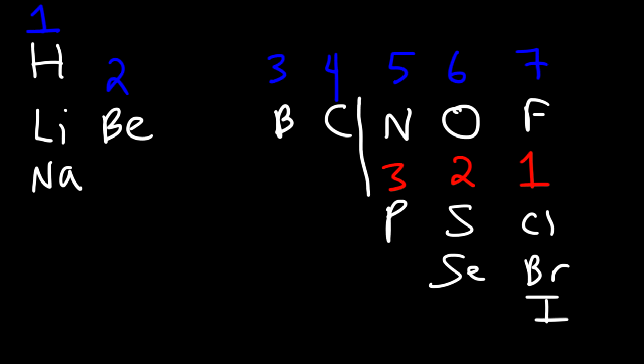Now let's focus on these 2 elements, nitrogen and oxygen. So remember, nitrogen likes to form 3 bonds if it doesn't have a charge, if it's neutral. And oxygen likes to form 2 bonds in its neutral state.